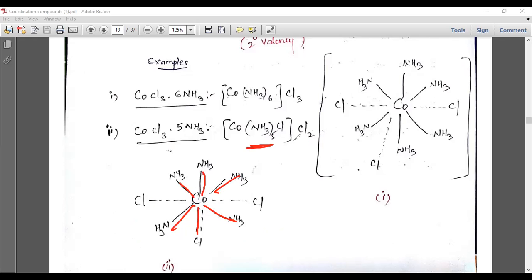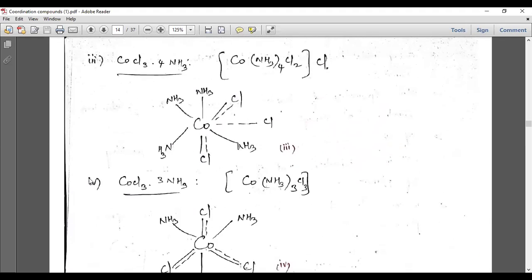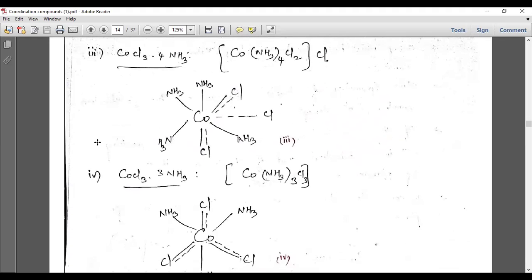One chlorine like this and two again, they are outer to the coordination sphere. You should write only a dotted line like this, here one and here one. And next further you can see many other such examples. So you can see this also as an example.